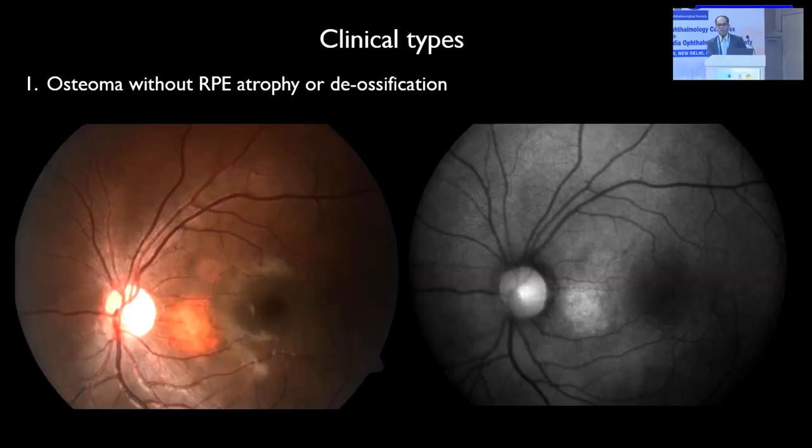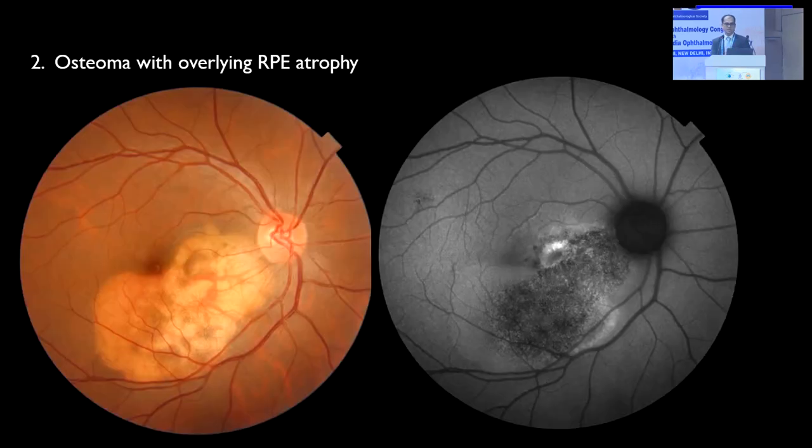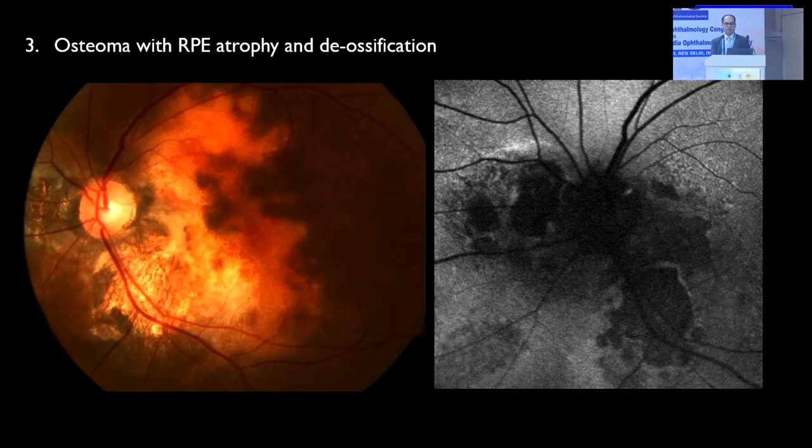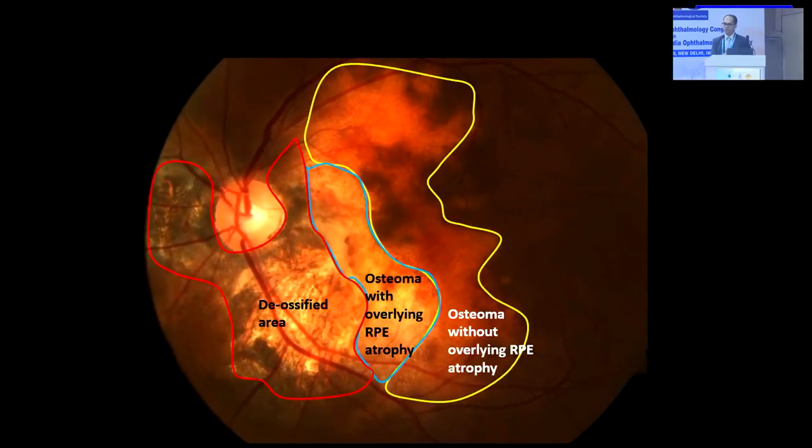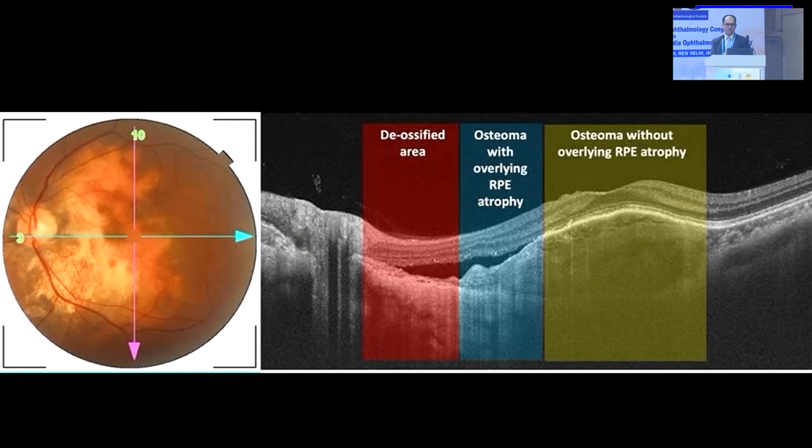So coming to, based on all these findings, we could reach three clinical subtypes. One was osteoma without RPE atrophy or deossification, one was osteoma with RPE atrophy without deossification, and osteoma with RPE atrophy and deossification. And if you look closely in these eyes, you can see all of these three zones coexisting, and you can confirm it using OCT.